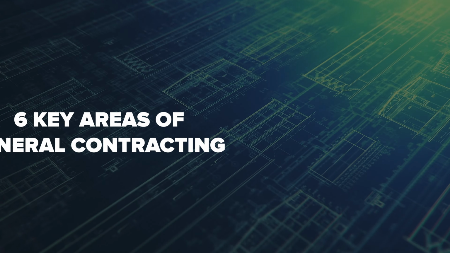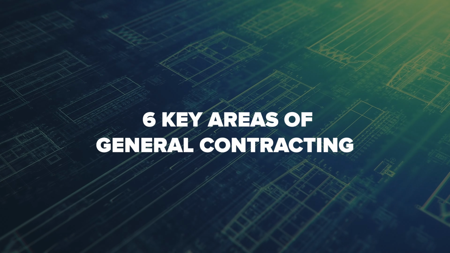So in this series, we're going to cover 6 key areas of general contracting. Okay, Blair, for this first one, let's just go over design and engineering. What a small bucket to start with. Yeah, we're going to break these down and we'll see how it goes.